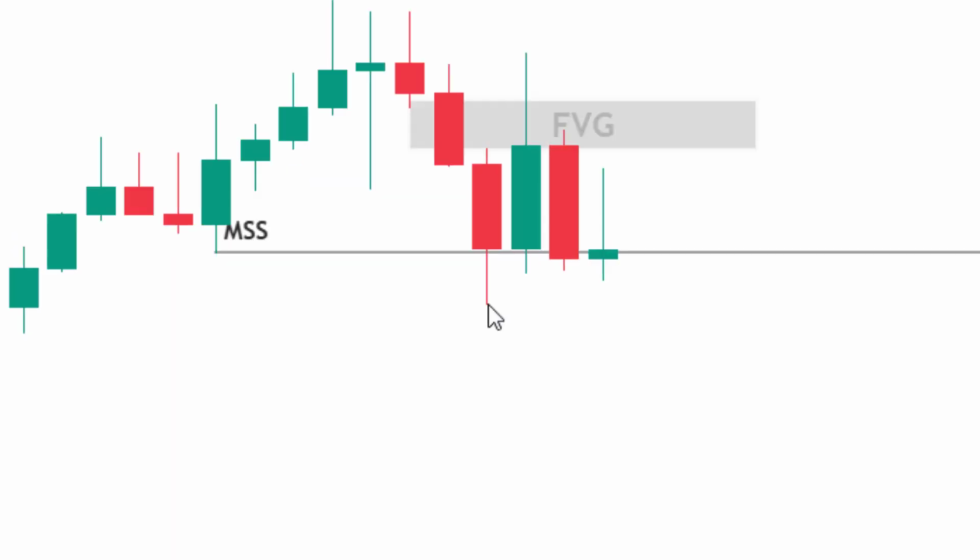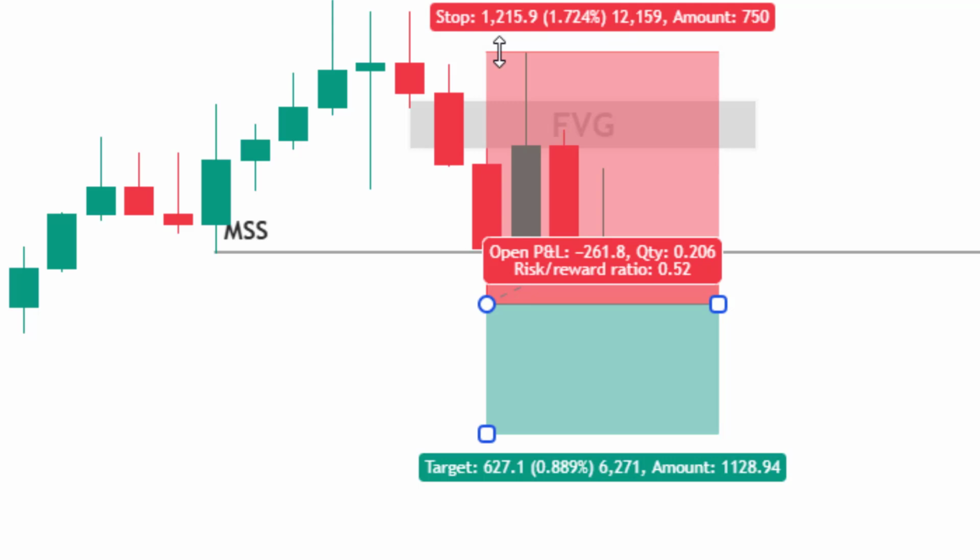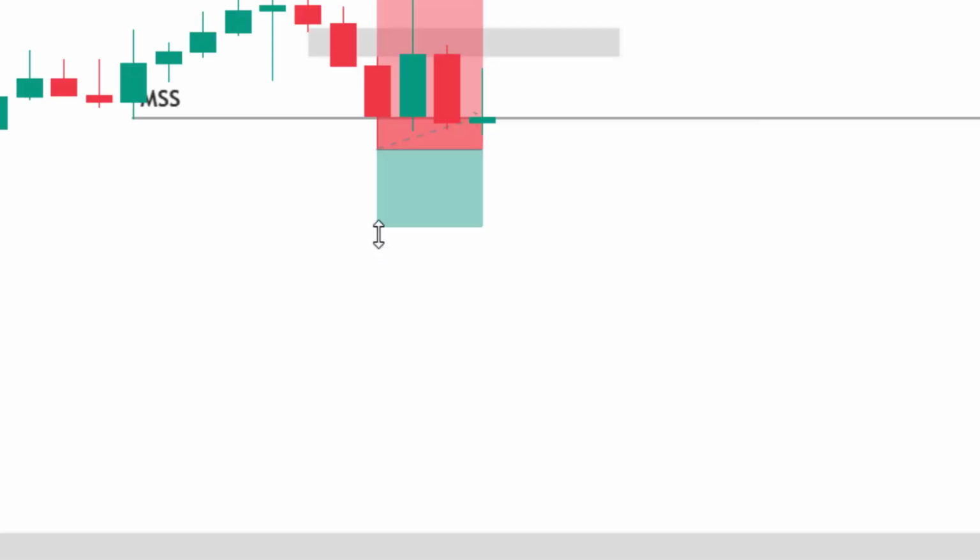So now we can look to enter a short position when price retraces back to this swing low, placing the stop loss above the fair value gap and targeting the next external liquidity level.